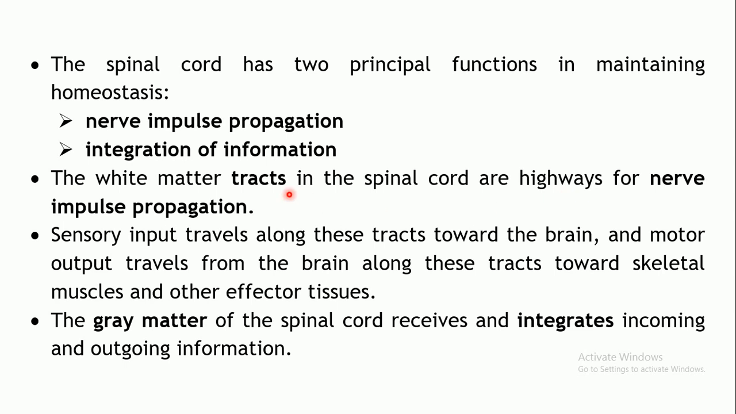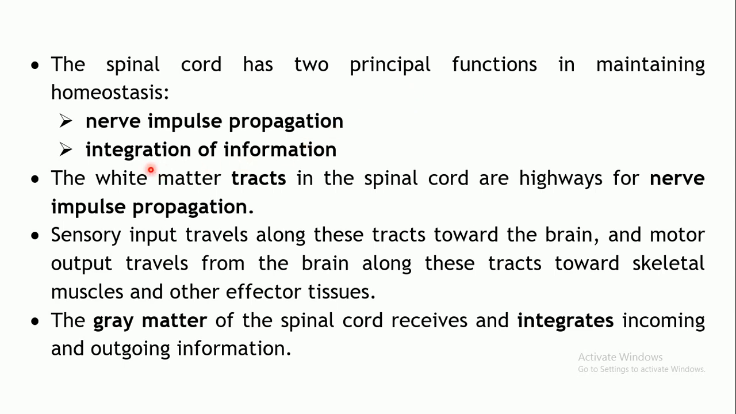Okay, so sensory input will travel towards the brain and the motor outputs will travel from the brain along these tracts towards the peripheral nervous system. So they will exit the spinal cord and they will reach their effector organs. So it may be a skeletal muscle or some other tissue, smooth muscle in some visceral organ, or a gland or cardiac muscle, depending upon what input was given. Okay, so that's one of the functions of the spinal cord.